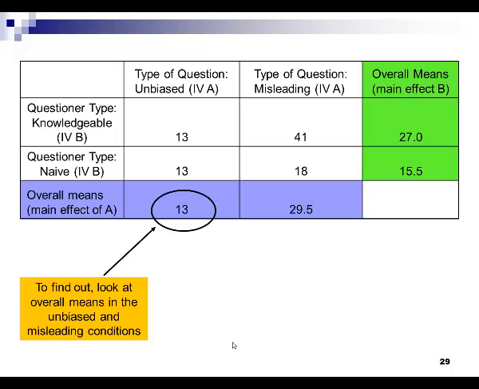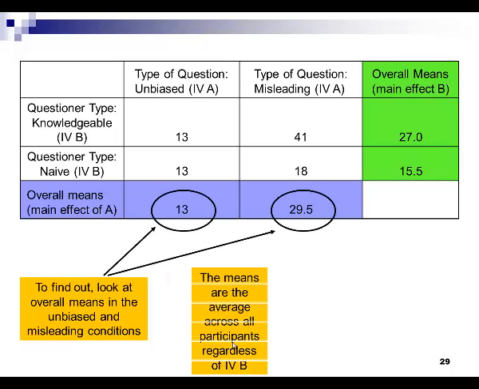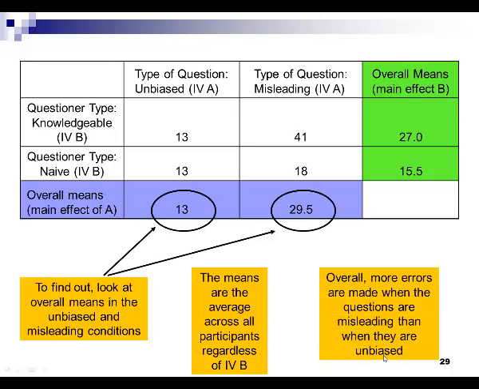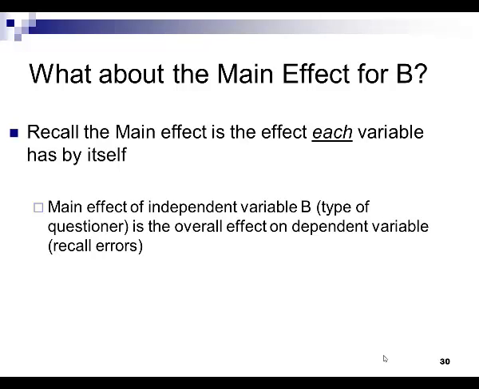Okay, so we look at the overall means in the unbiased and the misleading questions for type of question. And what we see is the means are the average across all participants regardless of this other variable. So let's pretend like this doesn't even exist for main effects. And overall what we see is that there are more errors that are made when the questions are misleading than when they are unbiased. And recall that the main effect again is the effect of each variable by itself.